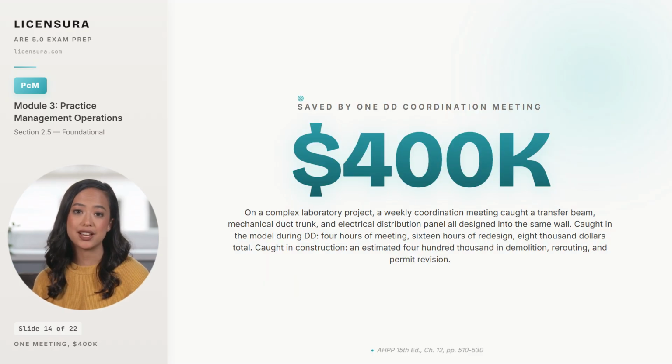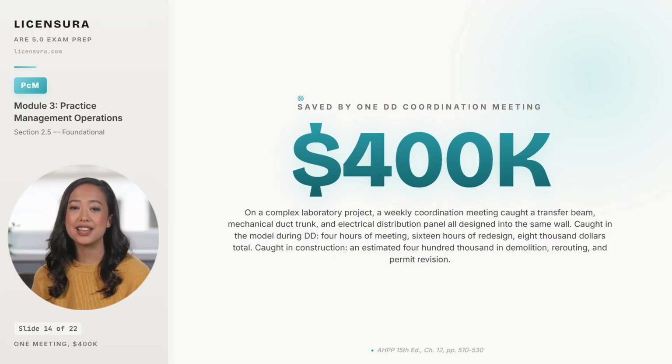$400,000 is what one well-run weekly coordination meeting can save on a single conflict. On a complex laboratory project, the structural engineer had designed a transfer beam to carry lab equipment loads. The mechanical engineer had routed the main duct trunk directly through that same wall. The electrical engineer had planned the main distribution panel on the wall where the beam would land. 3 disciplines, 3 uncoordinated decisions, 1 wall.